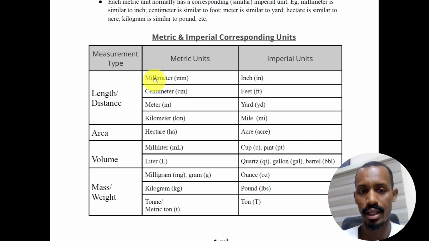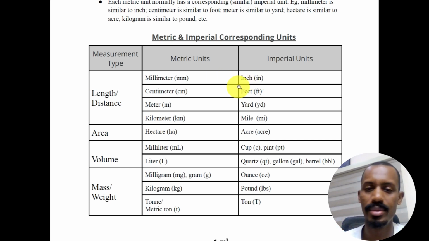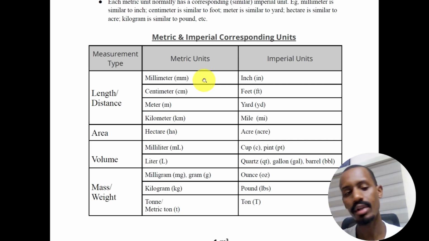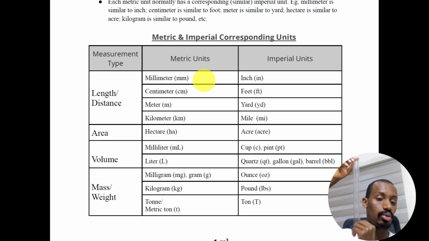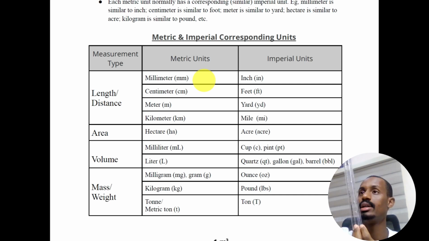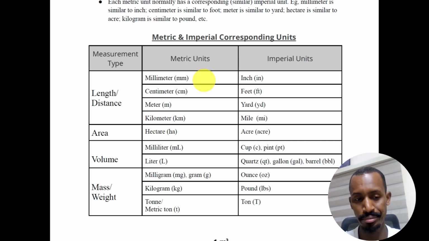It's not like millimeter is equal to inches, because 1 inch is like 25 millimeters. And 1 foot is around 30 centimeters. If you look at this thing here, this is a 1 foot ruler. And this ruler is 30 centimeters. They call it the 1 foot ruler because it's exactly one foot, and it is 30 centimeters.